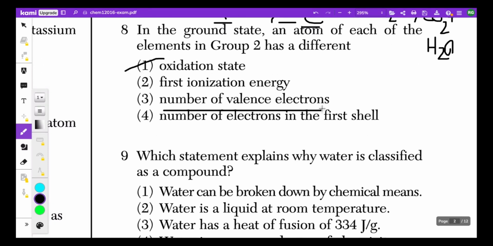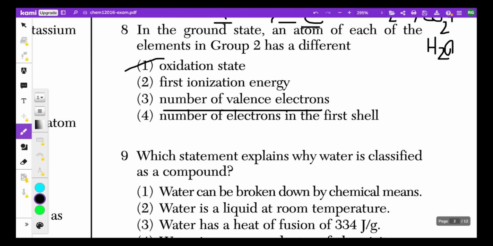Let's take a look at number 3, number of valence electrons. Well, we can see from this diagram, right? Remember before I just said elements in the same group have the same number of valence electrons. And even if you didn't know that, you can look at the electron configuration. If I were to draw a beryllium atom, in your first shell you would have 2 electrons. In your second shell, you would have 2 electrons as well. So you have 2 valence electrons on the outermost shell.